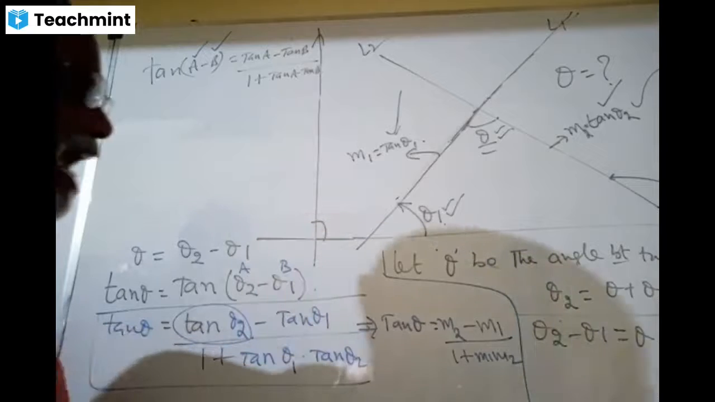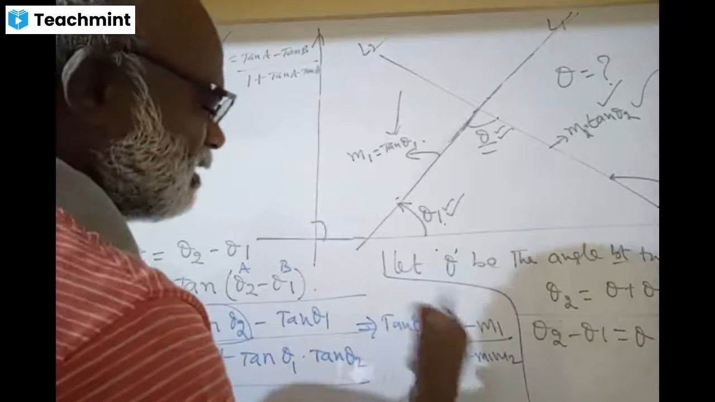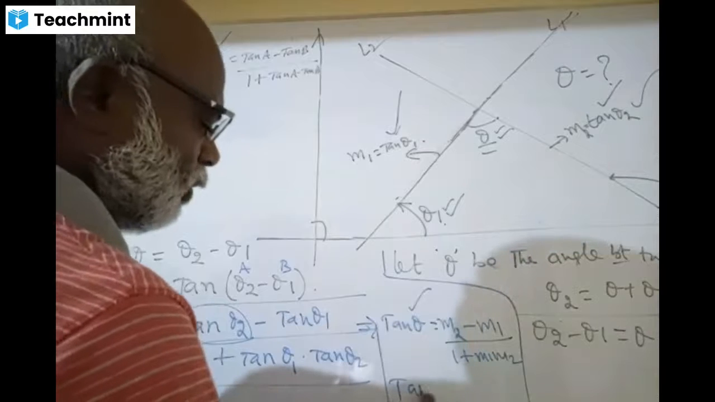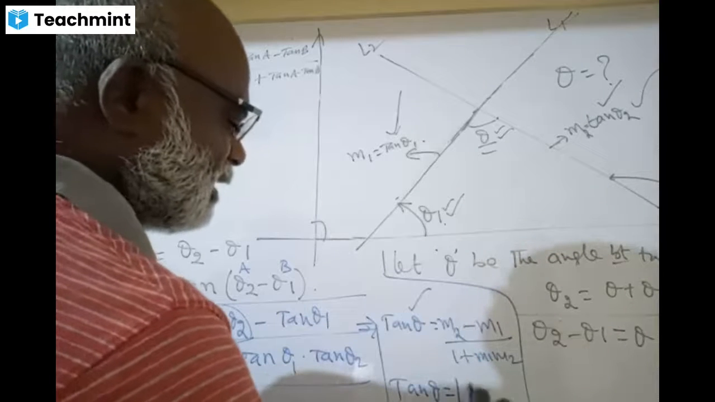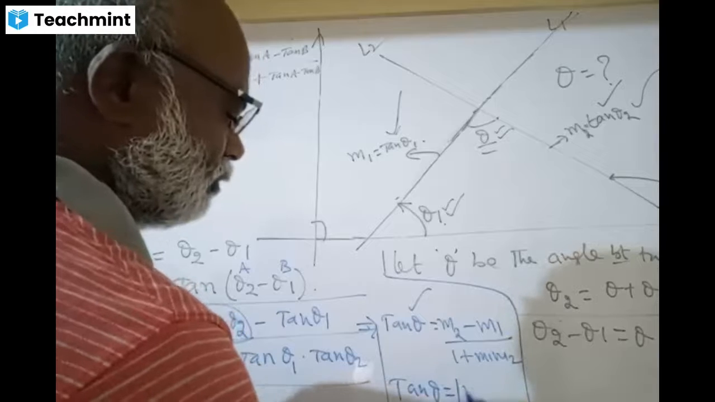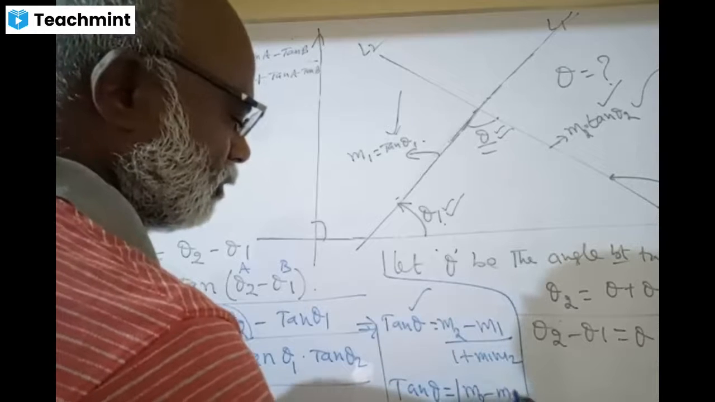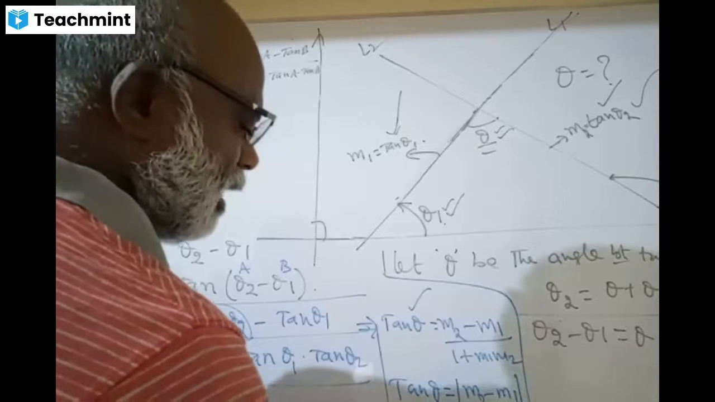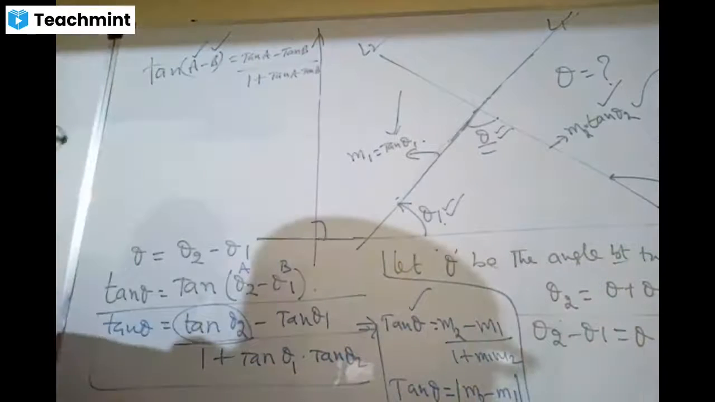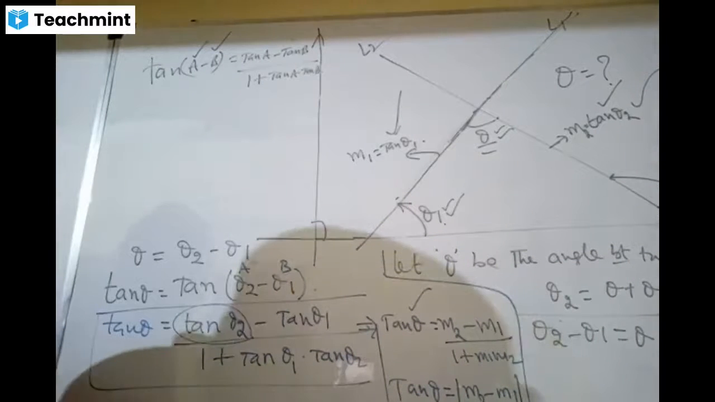If tan theta has to be positive, that means theta is acute, then we should write modulus of m2 minus m1 by 1 plus m1 m2. Modulus, that's it. Are you able to see clearly, dears?